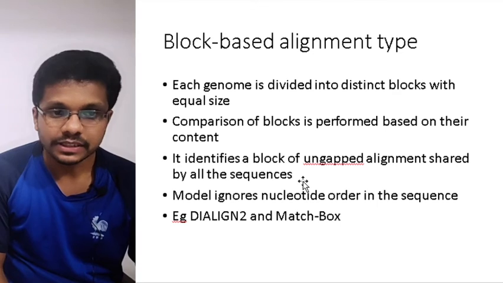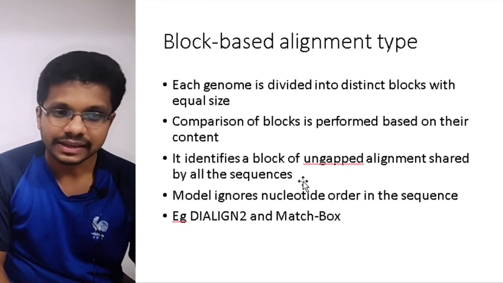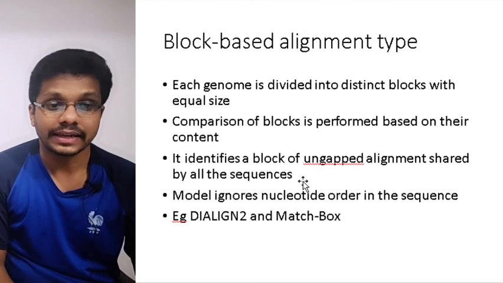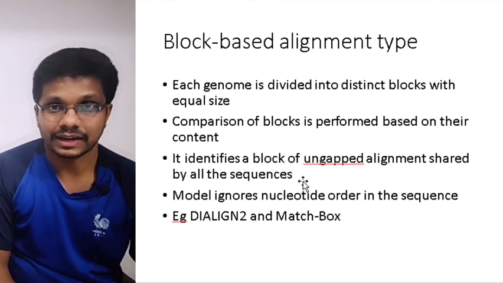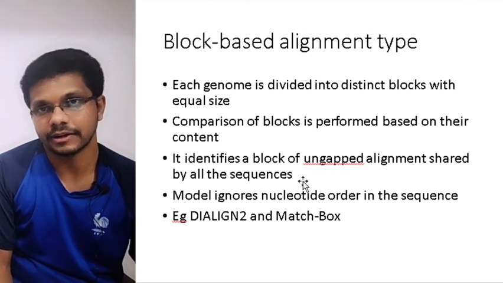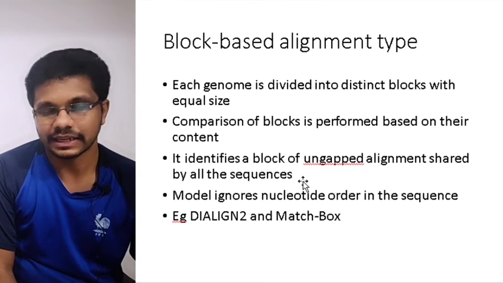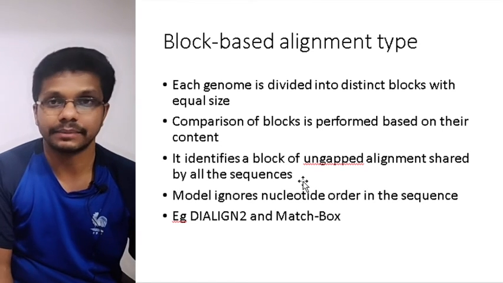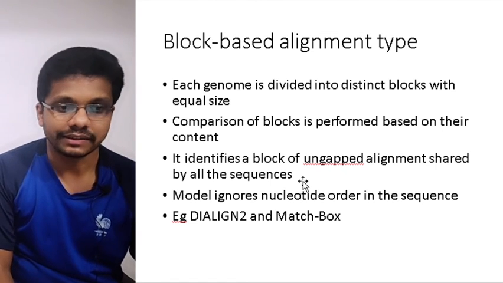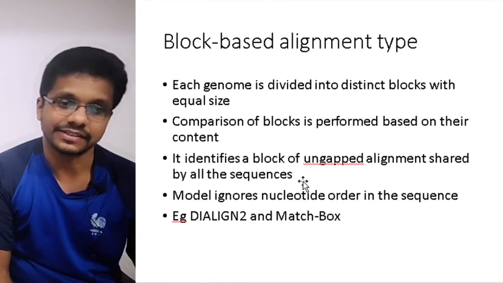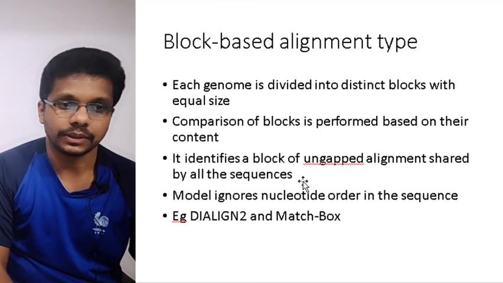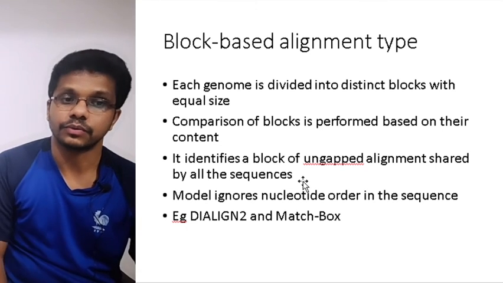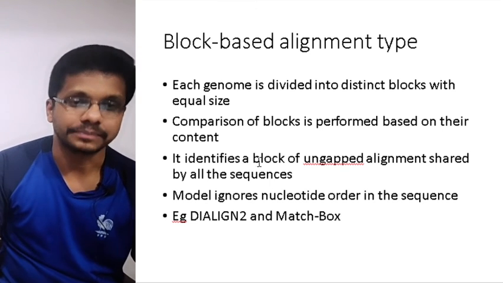Each genome is divided into distinct blocks of equal size, maybe 3 nucleotides or 3 amino acids in length, and these blocks are compared with the whole database. Once they find an ungapped alignment among these blocks, they refine the sequence alignment. That's how block-based alignment works, and BLAST is an example of a block-based alignment algorithm.